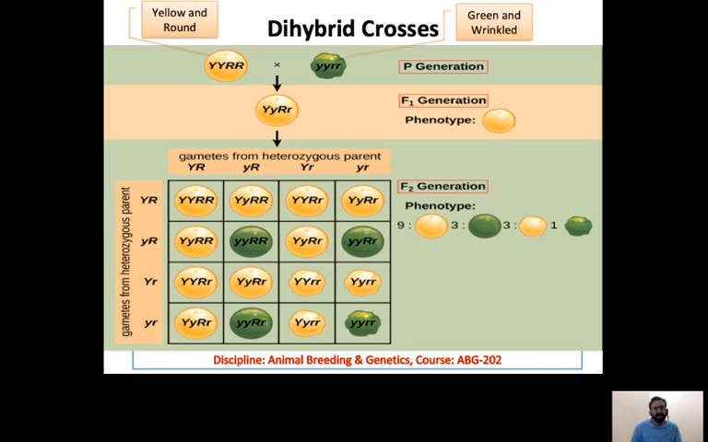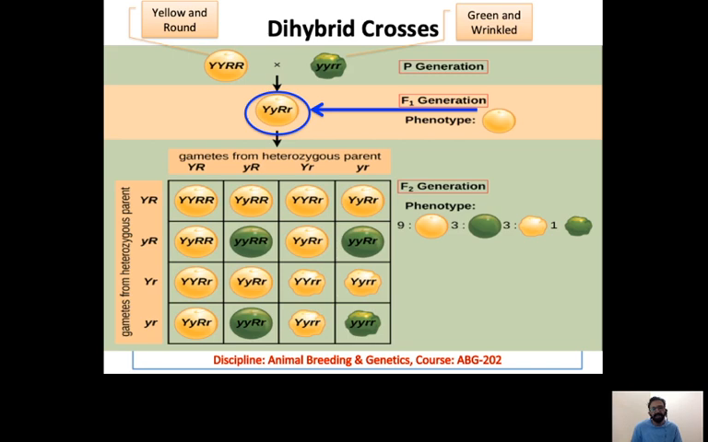Similarly, the second individual, that is green and wrinkled, is having both of the alleles of both of the genes in recessive form. So these are the parents, or P generation. They are crossed and we get a heterozygous individual.